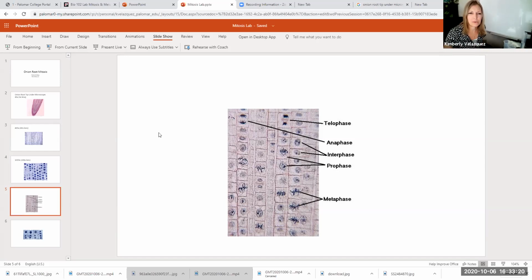Okay, so this would be an anaphase. You can see their chromatids have just pulled apart and have moved to opposite ends of the cell. So this is pretty late in anaphase. This would be pretty early in anaphase. They've kind of just pulled apart. They haven't reached the end yet. Metaphase, chromosomes are in a line in the middle of the cell.